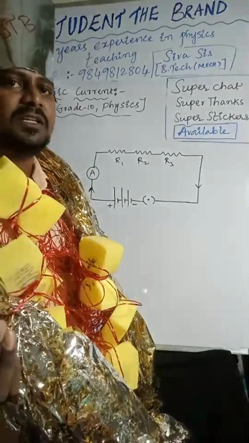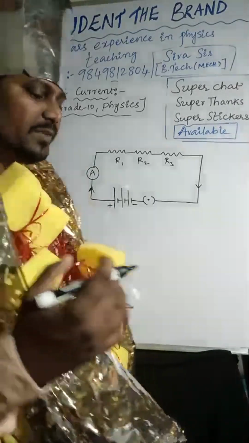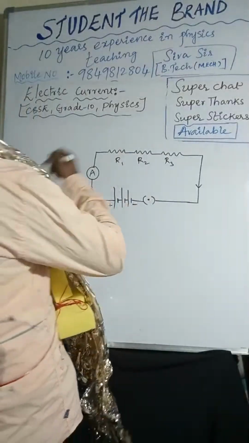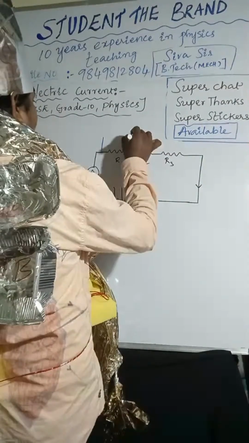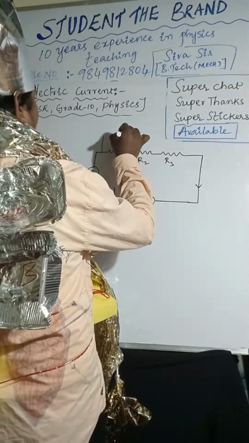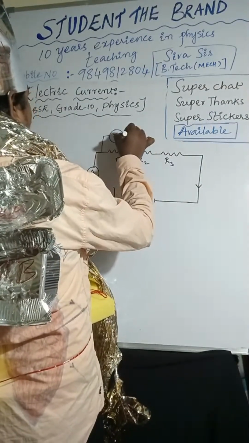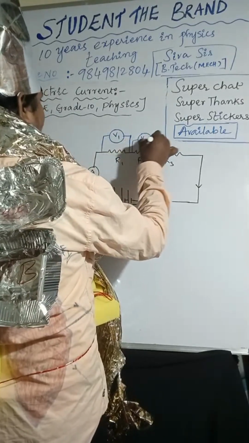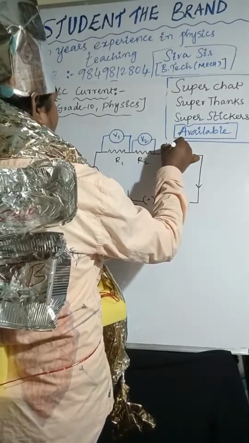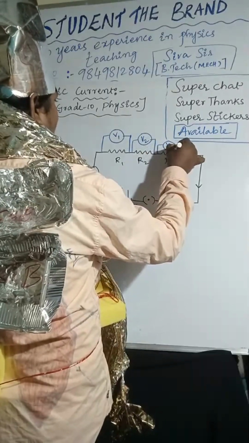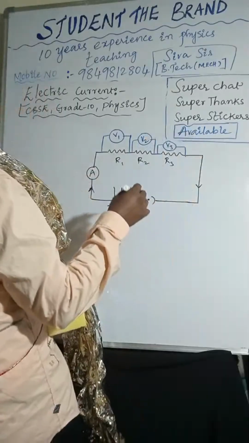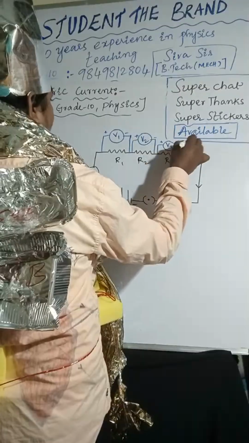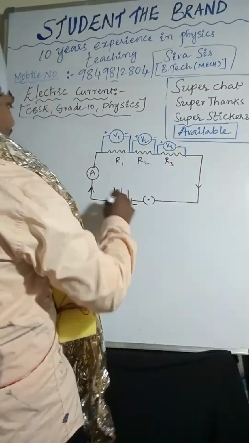Across R1 the potential difference is V1. Across R2 the potential difference is V2. Across R3 the potential difference is V3. So like that I'm connecting: positive terminal, negative terminal, positive, negative, positive, negative. Current is flowing, and this is a battery.